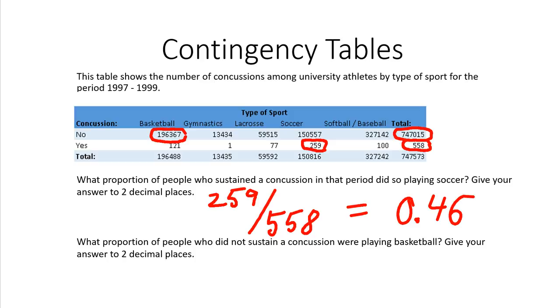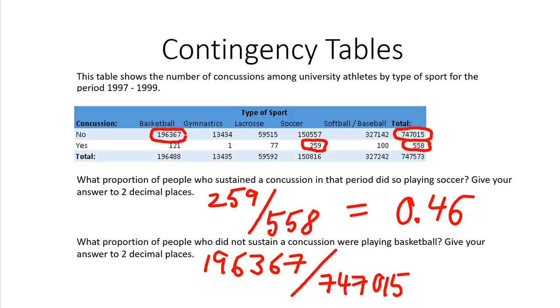Now we divide the smaller number by the bigger number to get a proportion. This will be the proportion of people who were playing basketball when they did not sustain a concussion. So that gives us 0.26.